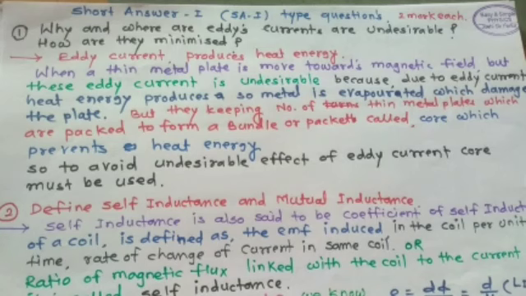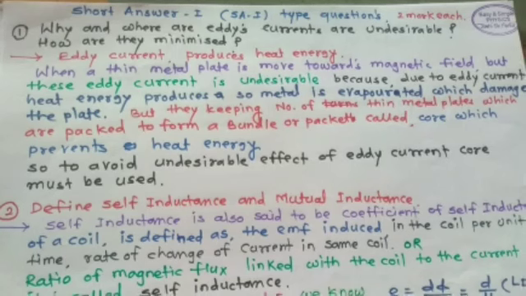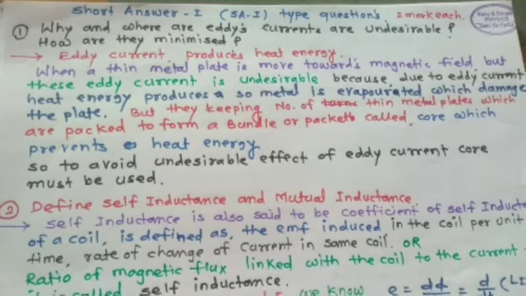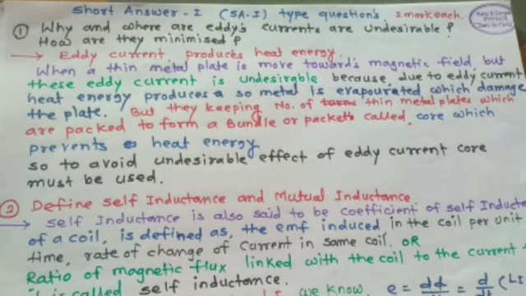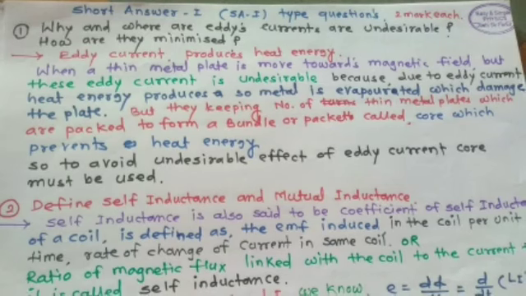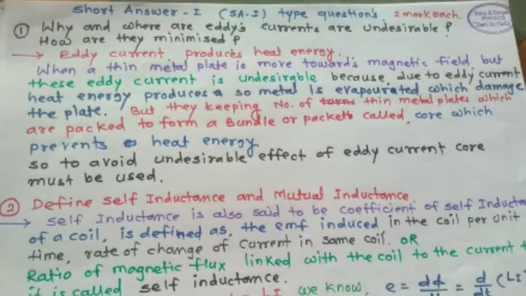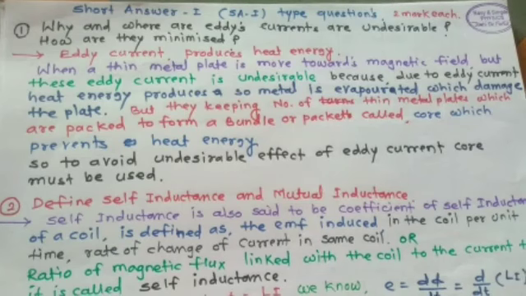Another section will be short answer type, essay type questions. Each question carries 2 marks. So in that section we can solve the first question, that is: why and where are eddy currents undesirable, and how can they be minimized?